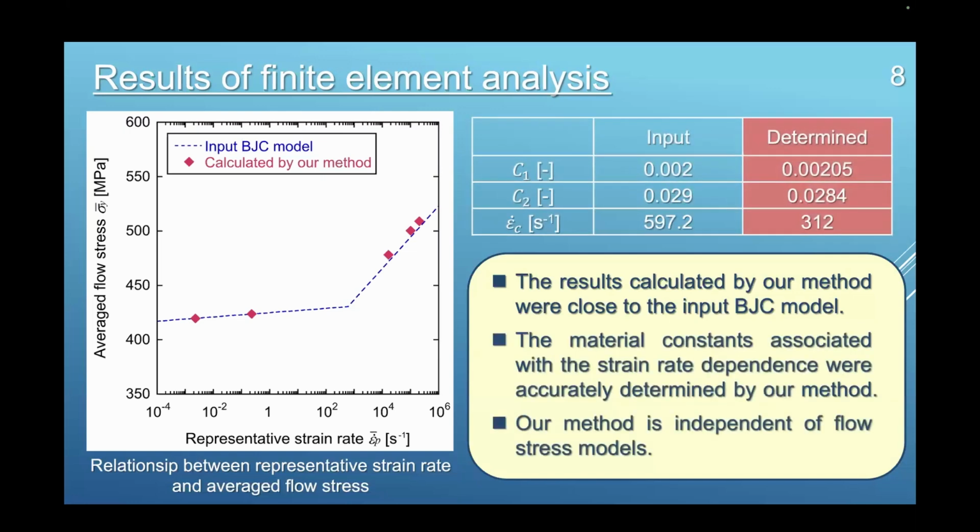And then, as shown in the table, the material constants associated with the strain rate dependence were accurately determined by our method. In this study, we used the BJC model. However, our method is independent of the flow stress model.